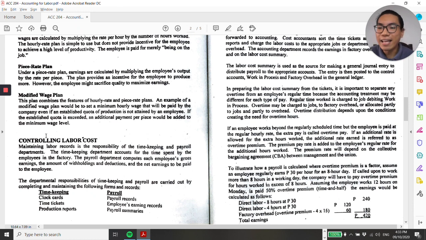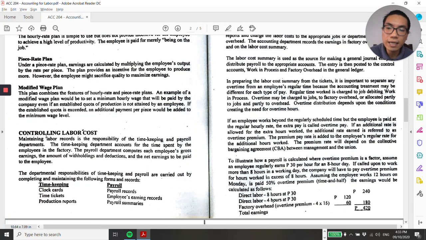Alright. And then next, it's about controlling labor costs. Sige, share na lang din ako ng inputs, no? Bakit siguro may mga weekly, may every 15th or end of the month or monthly.